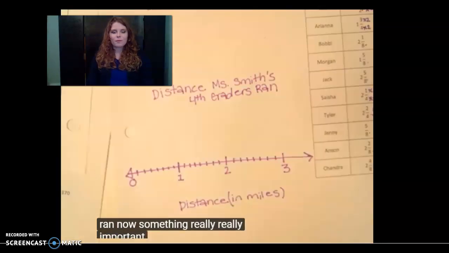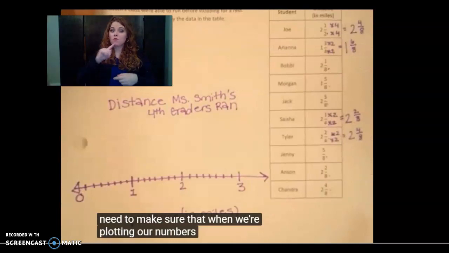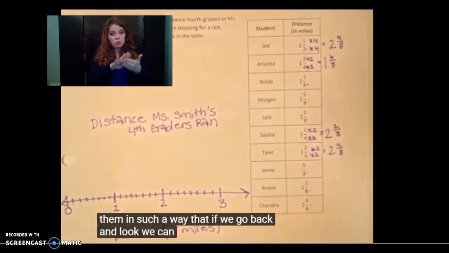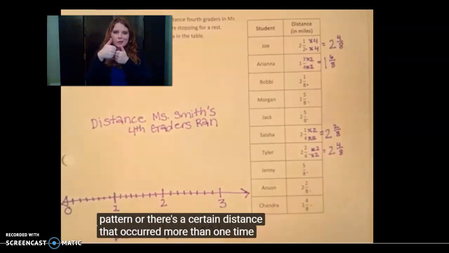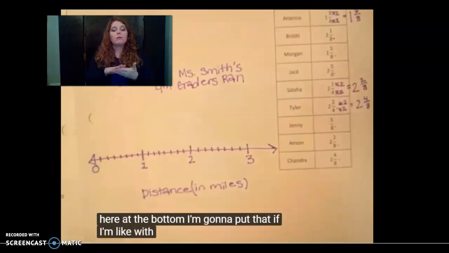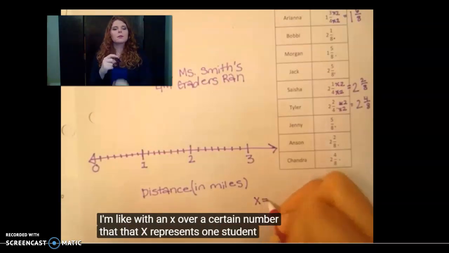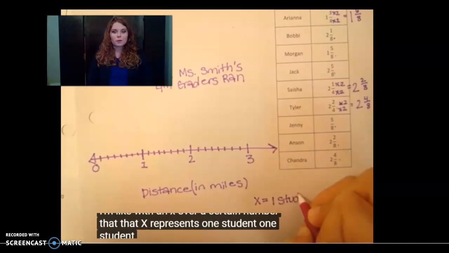Now, something really important about a line plot is that we need to make sure that when we're plotting our numbers, we're marking them in such a way that if we go back and look, we can count if there is a pattern or a certain distance that occurred more than one time. So down here at the bottom, I'm going to put that if I mark with an X over a certain number, that X represents one student.